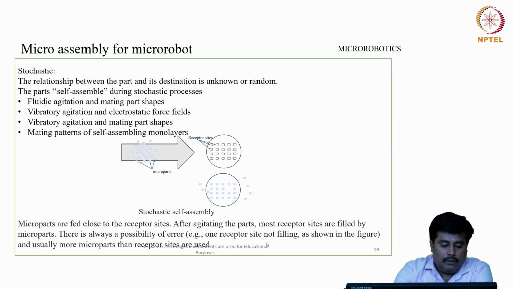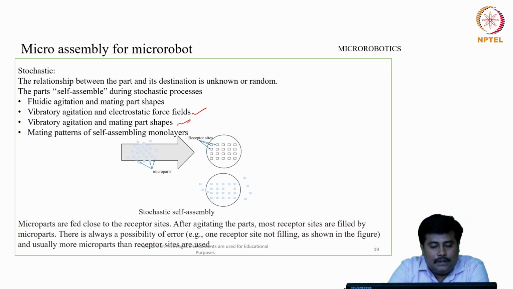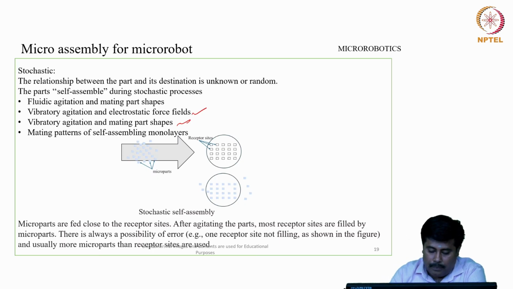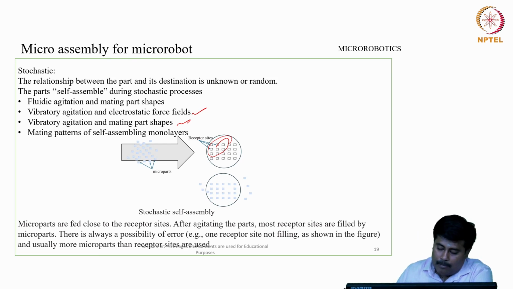When we look into the vibratory agitation point of view, there are two different force fields which exist. One is an electrostatic force field, another one is the mating of part shapes for an effective assembly. These mating patterns are for self-assembling monolayers. So these are micro parts, and there are a certain number of receptor sites available over here. These micro parts are fed close to the receptor sites. After agitating the parts, most receptor sites are filled by a micro part.